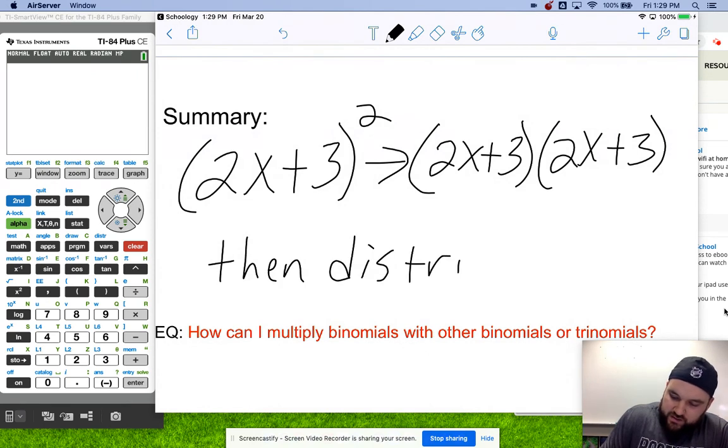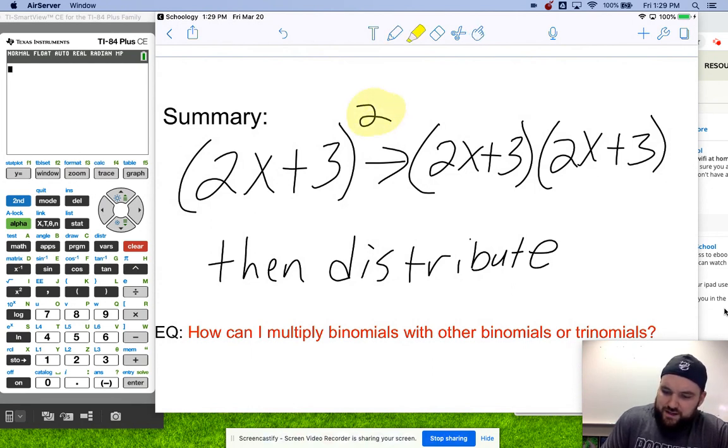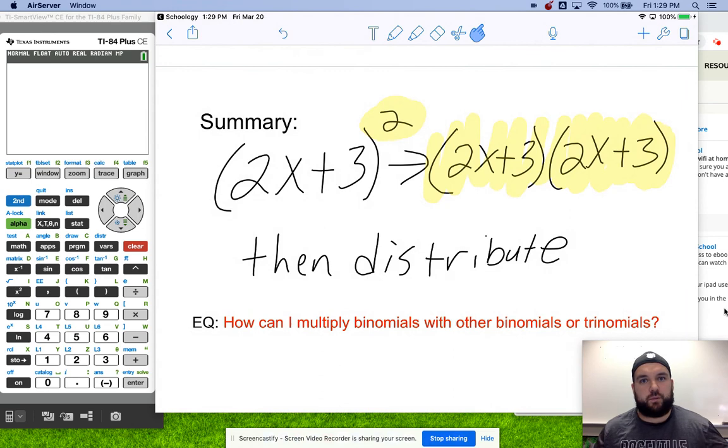So it doesn't quite answer the EQ for this one, but again, this is really the stress: if it's a second power, you write it out as 2 identical binomials, and then go ahead and multiply. Boom! First half of chapter 8 in the books.